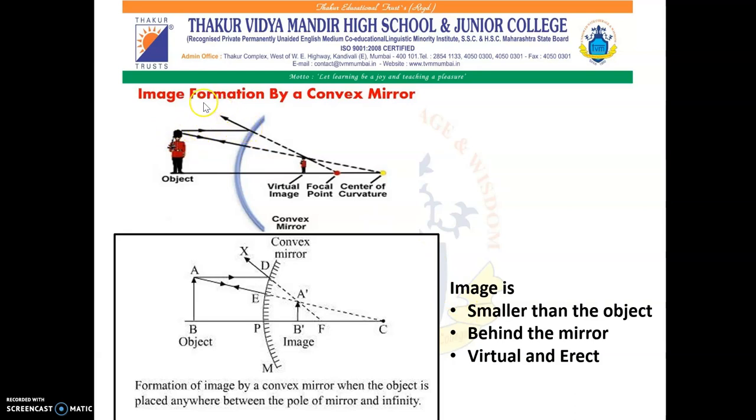You can see over here, this is the incident ray which is parallel to the principal axis. So the reflected ray appears to be along the focal point. And if the incident ray is passing through the center of curvature, then it is reflected back along the same path. This is the ray diagram for the same.